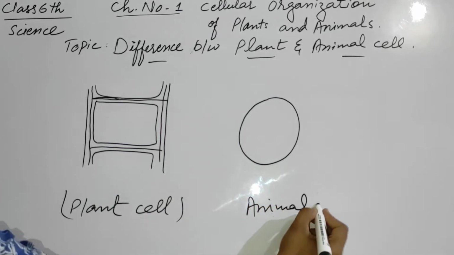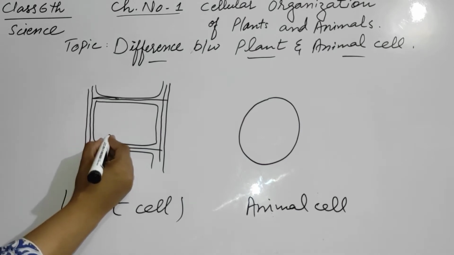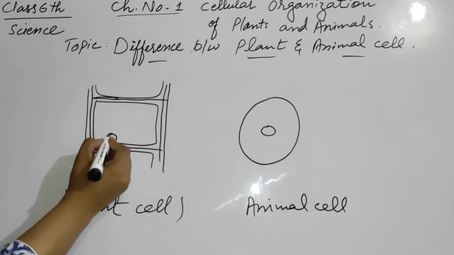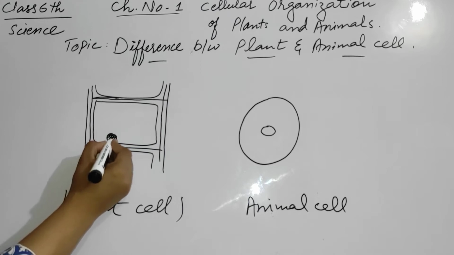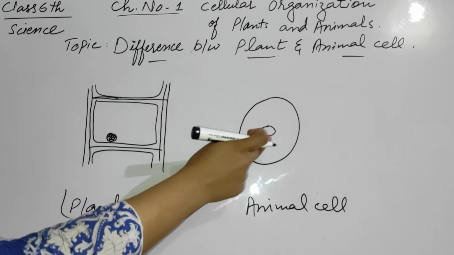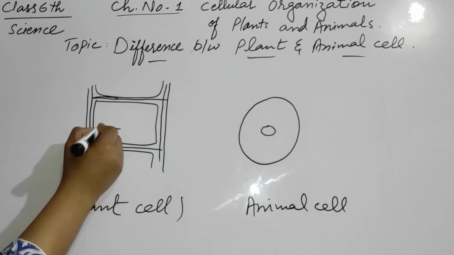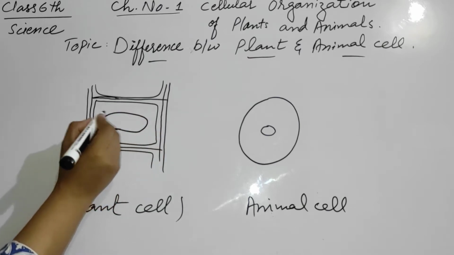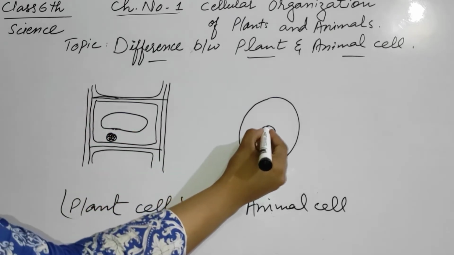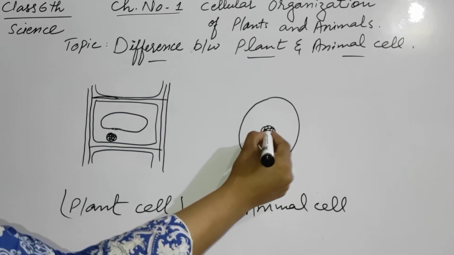Okay students, first of all I draw the nucleus in both cells. Look at that, in the plant cell I draw it aside, but in the animal cell I draw it in the center. The reason is that a large vacuole is present here, so the nucleus moves to the side, and in the animal cell it is in the center. Okay, this is the nucleus.